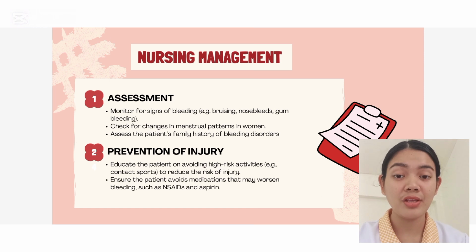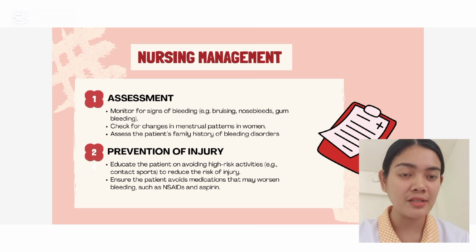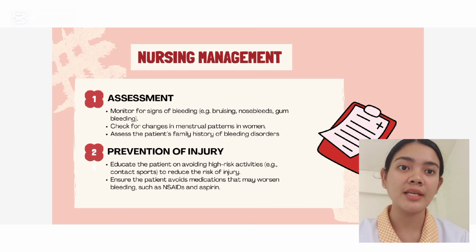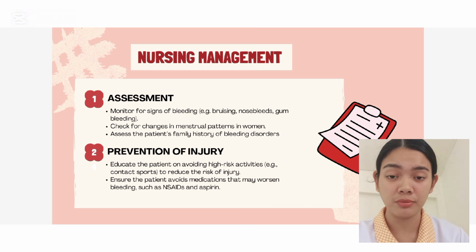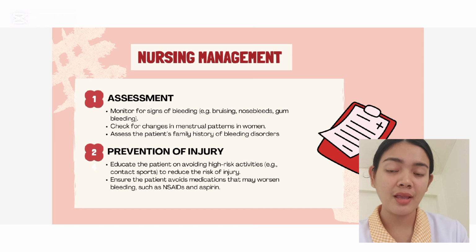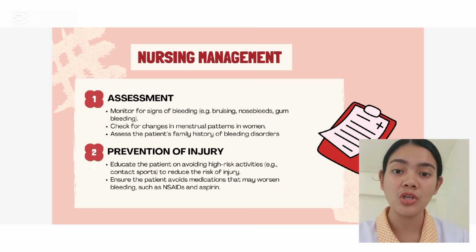Okay, next is the nursing management. For the nursing management of von Willebrand disease, we have here assessment, prevention of injury, patient education, and the preparation for surgery or dental procedures. Now, for the assessment, of course, we will have to monitor for signs of bleeding, the obvious ones like easy bruising, nosebleeds, gum bleeding, and so on. Then for women, we are going to check for changes in menstrual patterns. Just like what Ms. Daculan said earlier, it is more obvious and easier to diagnose the disease in women because women have their monthly period.